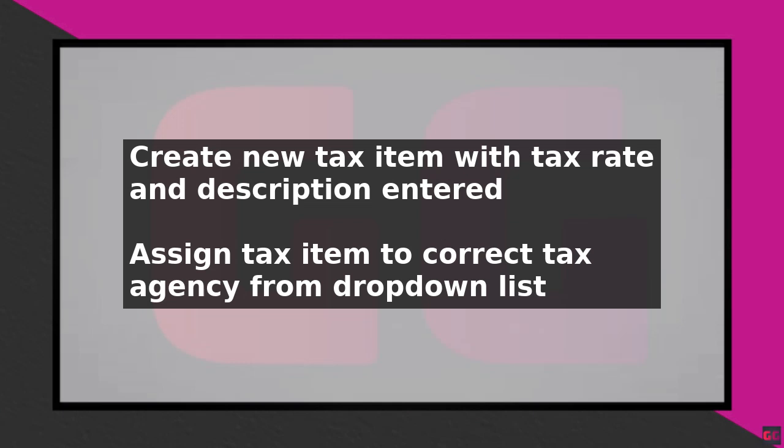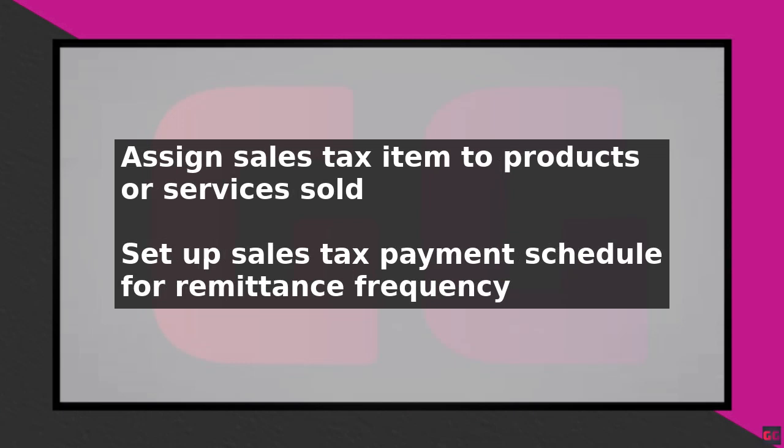list. Once you have set up your sales tax agency and item, you can assign the sales tax item to the products or services you sell. To do this, go to the Items menu and select the item you want to assign the sales tax to. Then, click on the Sales Tax tab and select the sales tax item you created earlier.